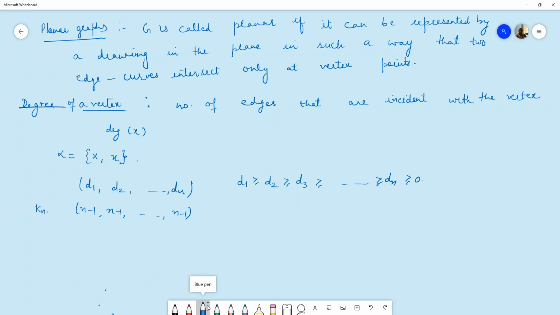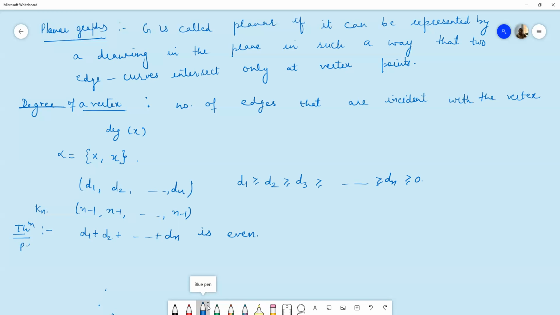So now we have this theorem which says if G is a simple graph, then this sum d1 plus d2 plus dn, which is the sum of the degrees of all the vertices of the graph G, is always an even number. And moreover, the number of vertices which have odd degree in this graph G is also even. So the number of vertices of G with odd degree is even.